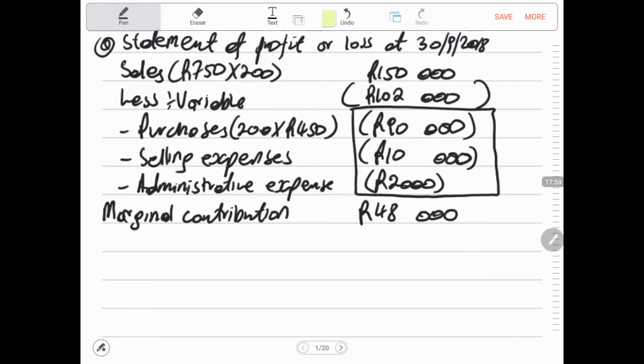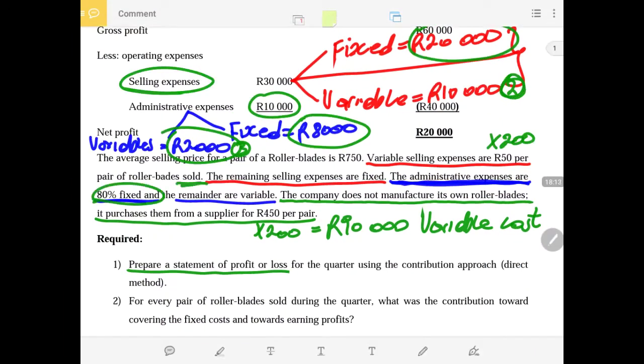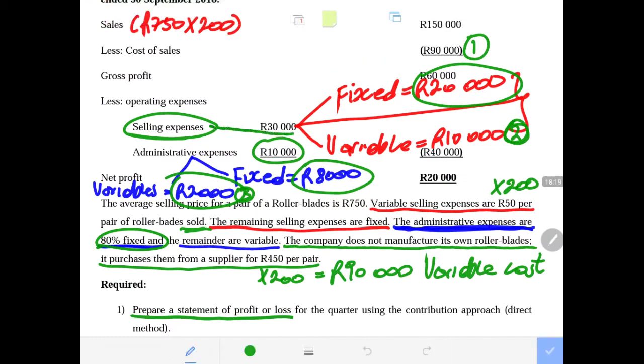Now we then have to less fixed cost. We have to less our fixed cost, and we deduct fixed cost. Our fixed costs are divided into two types. We have selling and administrative fixed cost, because part of this selling cost was fixed and part of this was fixed, and that was 8,000.